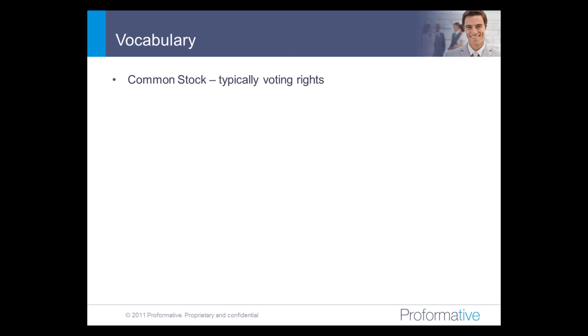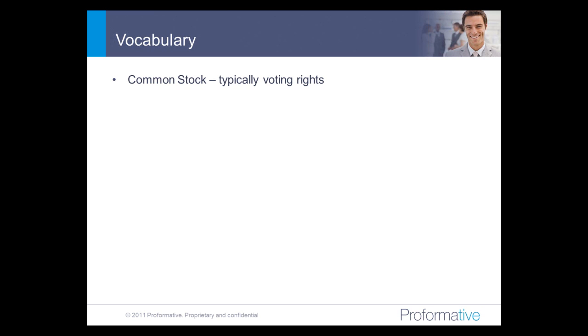Common stock. What is common stock? One thing that I find really helps when it comes to cap table management is understanding each kind of stock that your company has. Common stock is, once again, no pun intended, the most common kind of stock out there.